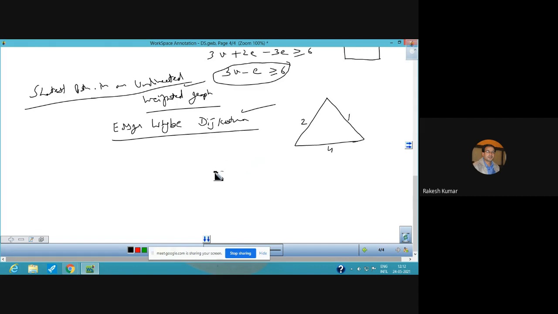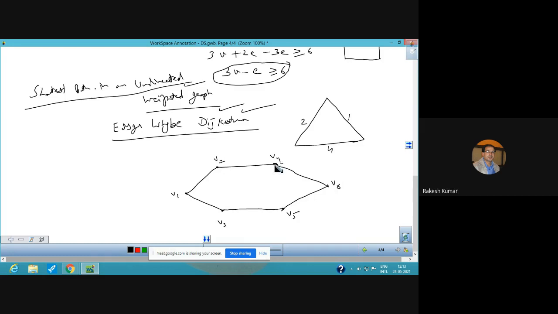So using Dijkstra algorithm, find the shortest path between the vertices V1 and V6. Draw this graph here. There are six vertices in the graph. This is V1, this is V2, this is V3, this is V4, this is V6, and this is V5.